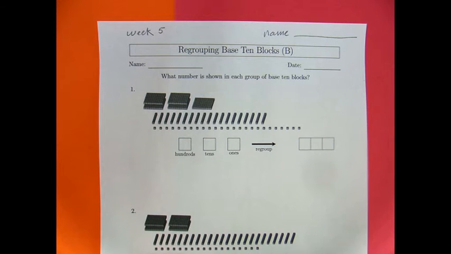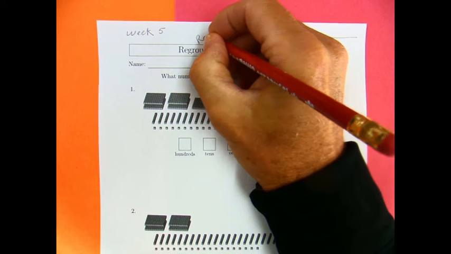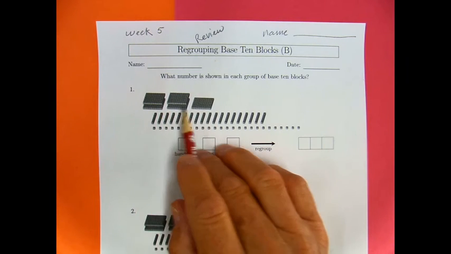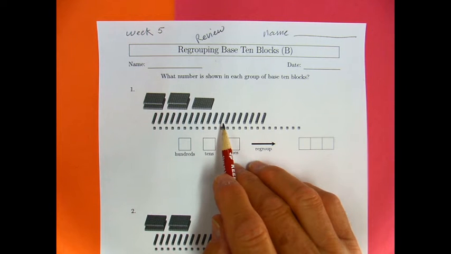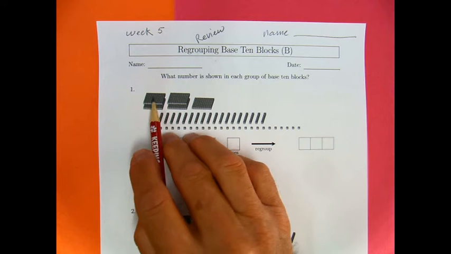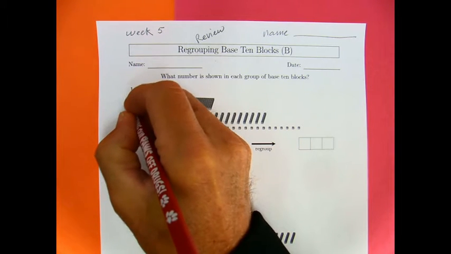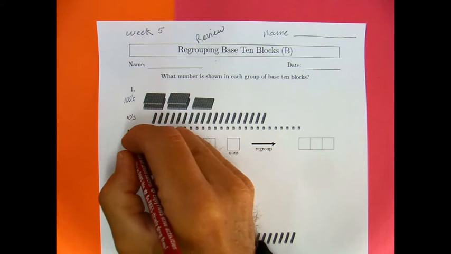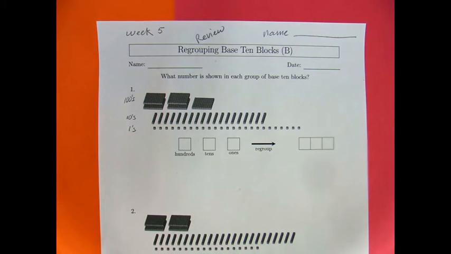This is a bit of a review for regrouping on base 10 blocks. This is not too much of an abstract concept because we actually have representations of physical blocks here. These are our hundreds. These are our tens. And these are our ones. I think you probably already know that from some of the work you did in previous grades.